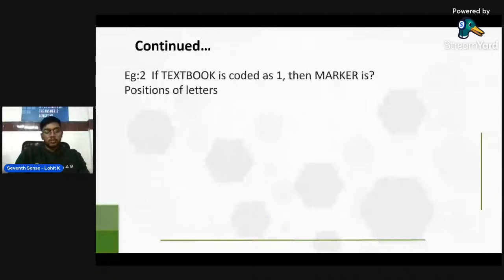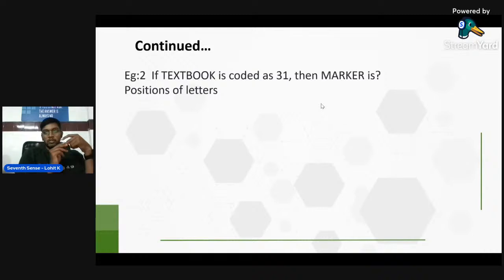So instead of 112, I will take it as 31. Now the question is: textbook is coded as 31, then what will be the answer for marker here? Previously, I just took the addition of all the original numbers. But this time the coded message is different. So what could be the answer now? Yeah, 66, 66. Now it is the correct answer.